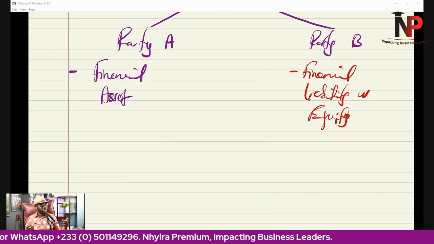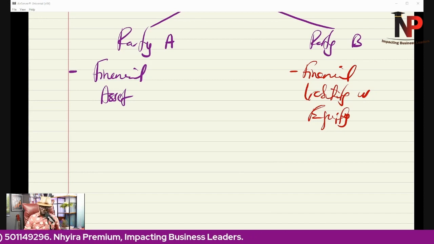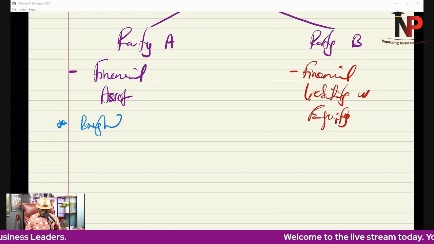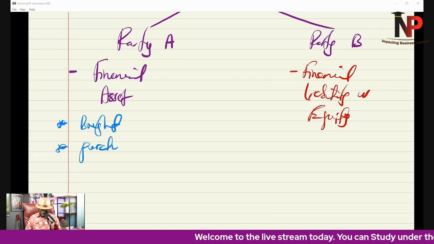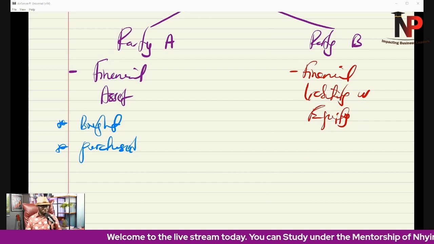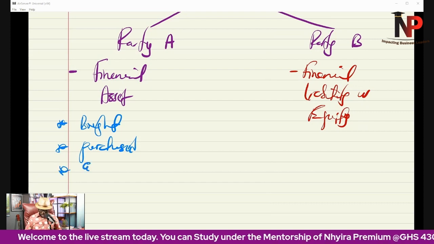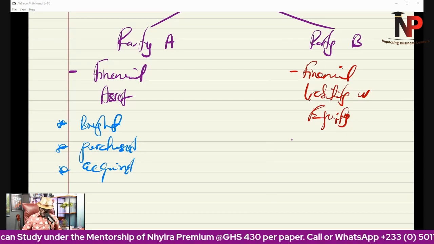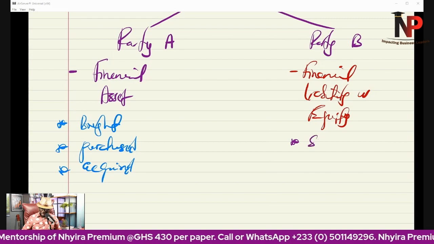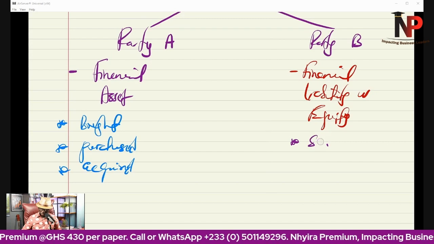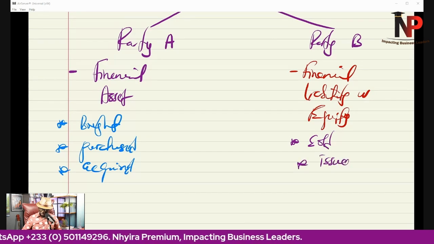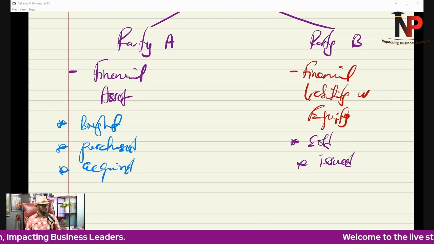Now, when do we say this is a financial asset? We say it's a financial asset if we hear things like, the entity bought, the entity purchased, or acquired. But we hear of liability or equity when we hear things like, the entity sold, the entity issued.